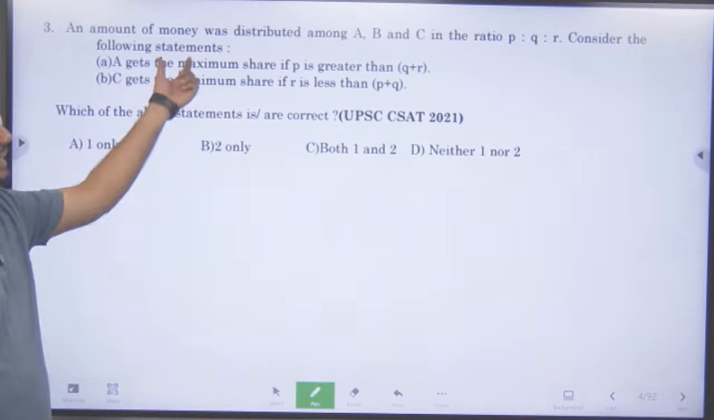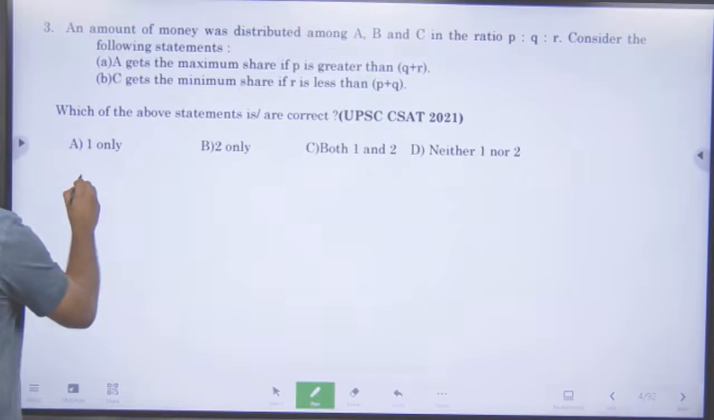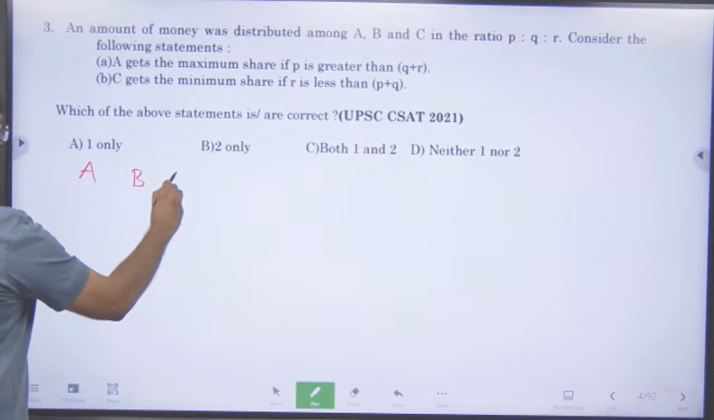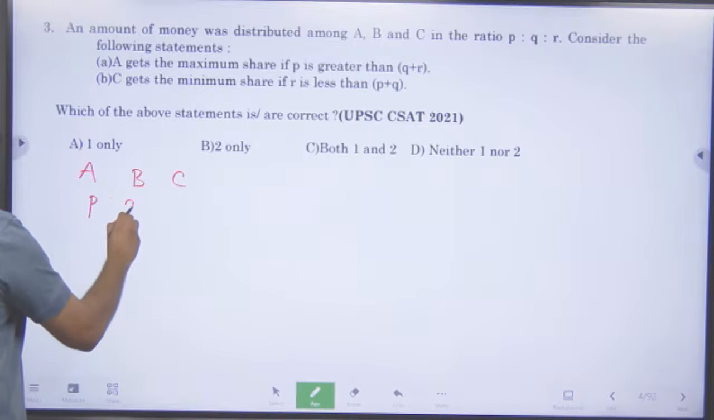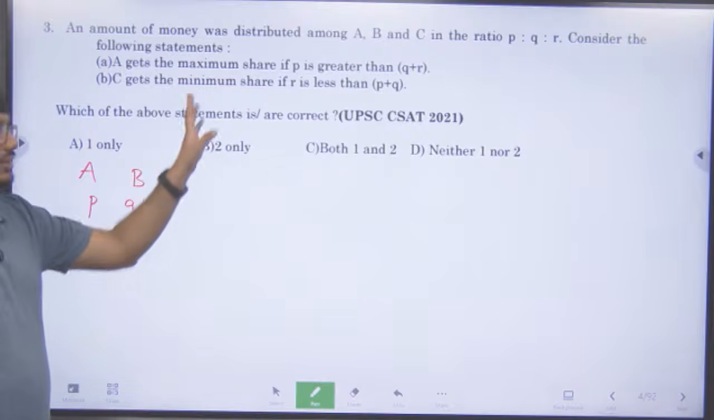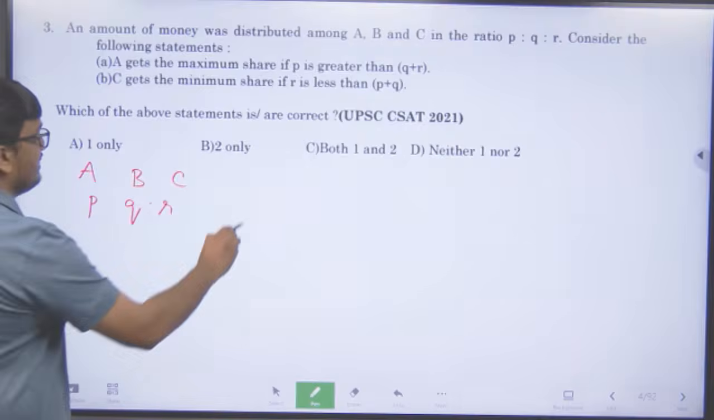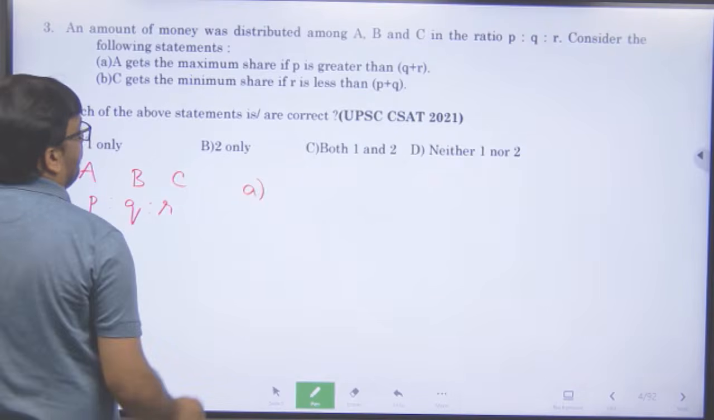An amount of money was distributed among A, B, C in the ratio P is to Q is to R. A will get P parts, B will get Q parts, C will get R parts. Consider the following statements. First statement: A will get maximum share if P is greater than Q plus R.